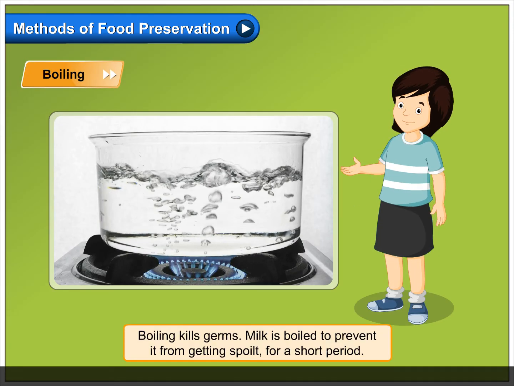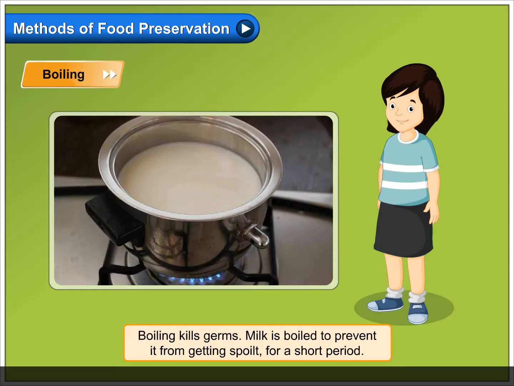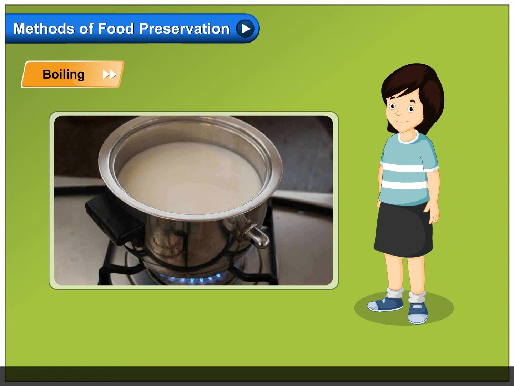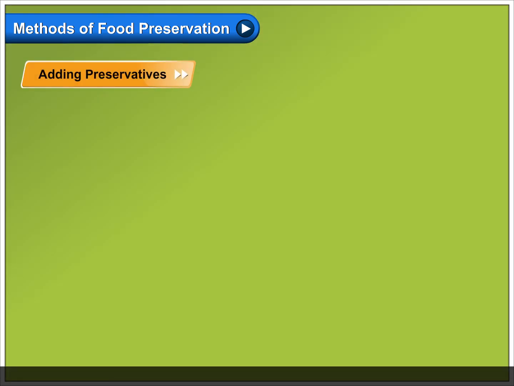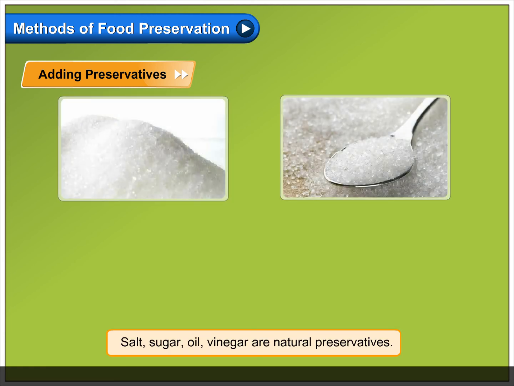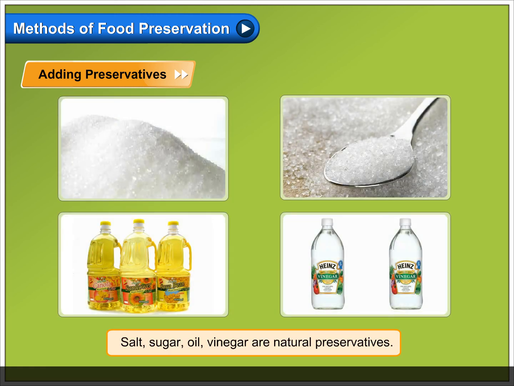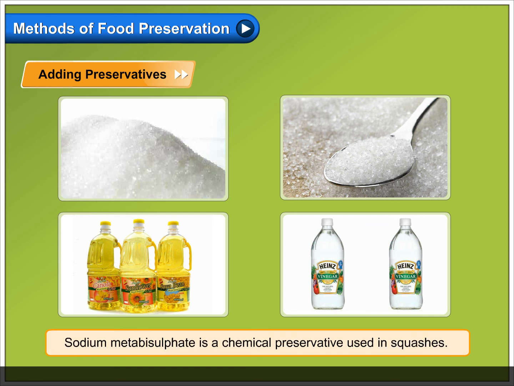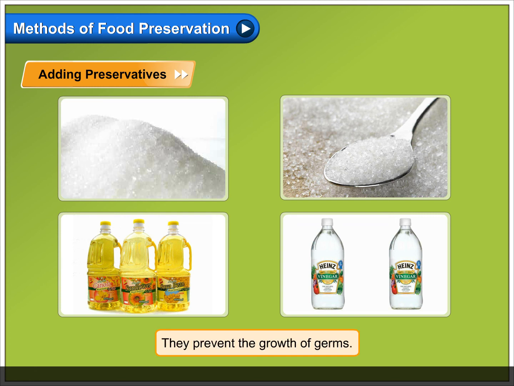Boiling. Boiling kills germs. Milk is boiled to prevent it from getting spoilt for a short period. Adding preservatives. Salt, sugar, oil, vinegar are natural preservatives. Sodium metabisulfate is a chemical preservative used in squashes. They prevent the growth of germs.